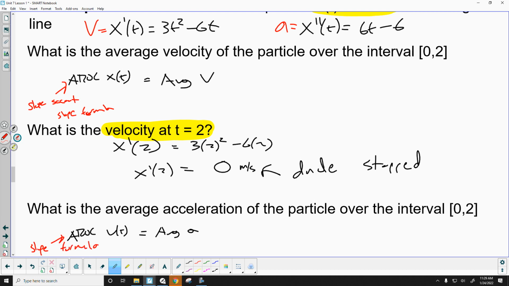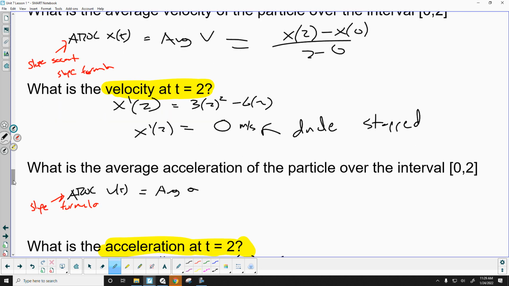And I'm just going to set it up. I'm not going to spend the time to do it. This would be x of 2 minus x of 0 over 2 minus 0. And you'd have to plug in 2 and 0 into x to get positions. And then here, you'd have to plug in 0 and 2 into v. Okay?